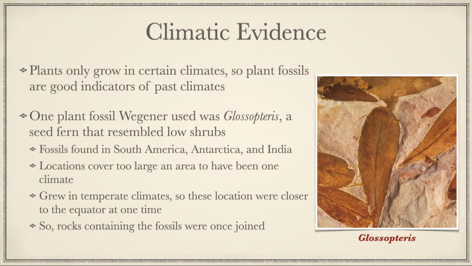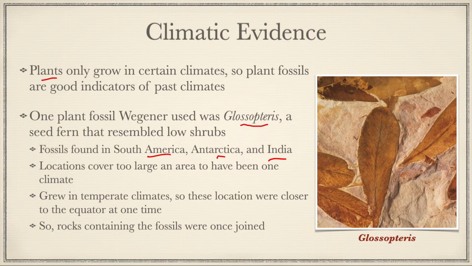Now, climatic evidence. So plants only grow in certain climates. So plant fossils are good indicators of past climates. In fact, we still base a lot of our climate classification on plants. Now, one plant fossil Wegener used was a plant called Glossopteris, which was a seed fern that resembled low shrubs. And fossils of this were found in South America, Antarctica, and India. So areas that are widely separated now.